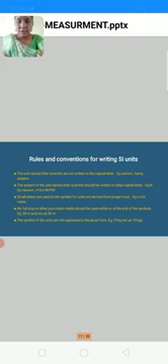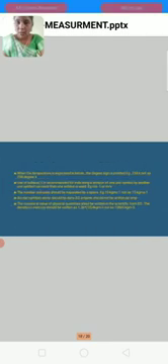The symbols of units are not expressed in plural form. Example: 10 kg, not 10 kgs. When the temperature is expressed in Kelvin, the degree sign is omitted. Example: 238 K and not 238 degree K.